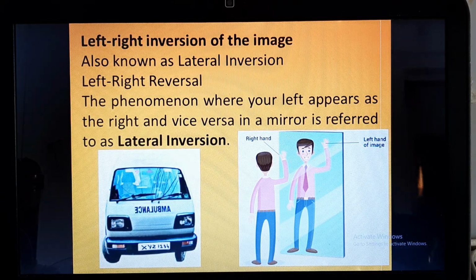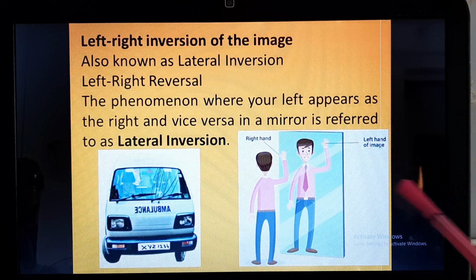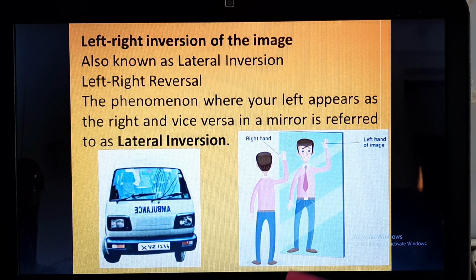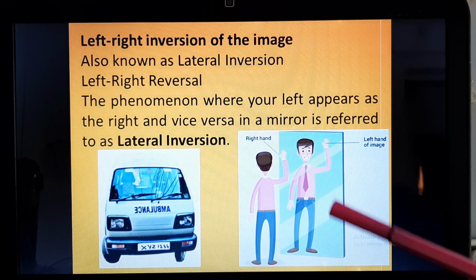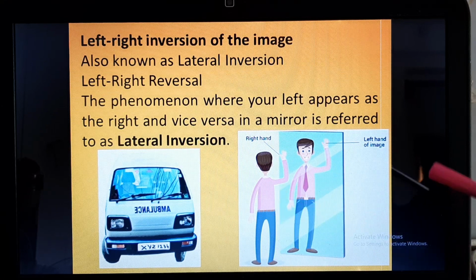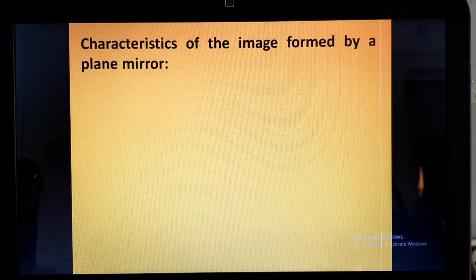This is for the same reason that in ambulances, the word is written backward in left right reversal, so that it is seen in the correct order in the rear view mirror.